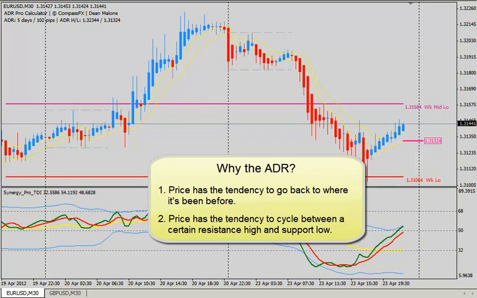One of the things I've noted is that price has a tendency to go back to where it's been before, and price has a tendency to cycle under normal trading conditions between a certain resistance high and a support low. So what we look for is the market to literally cycle up and down between these institutional highs and institutional lows, often referred to as the average daily range.